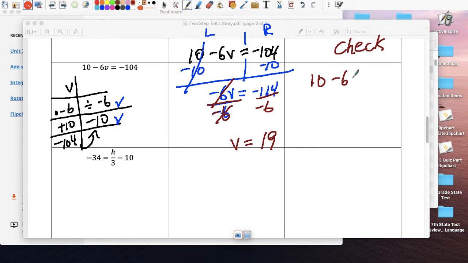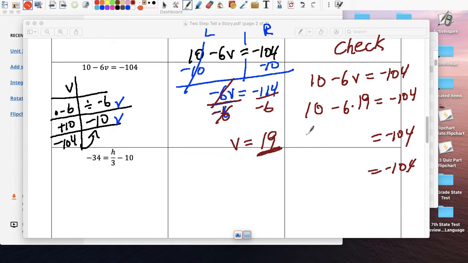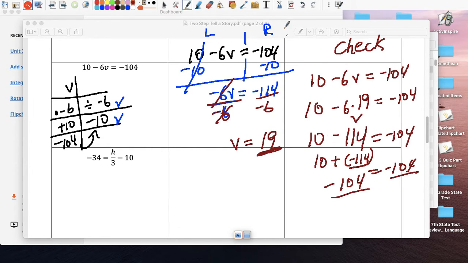10 minus 6V equals -104. 10 minus 6 times, and here we're going to put 19, right? Equals -104. Let me put -104 because we're going to need a couple more lines. So 10 minus, and 6 times 19 is 114. 10 minus 114 is the same thing as 10 plus -114. Are they friends? No. Who's going to win? The negatives are going to win. Why? Because they have more, a lot more. That's my answer.